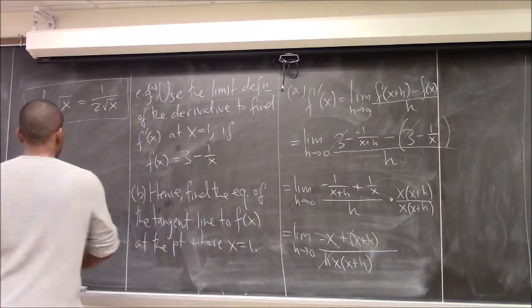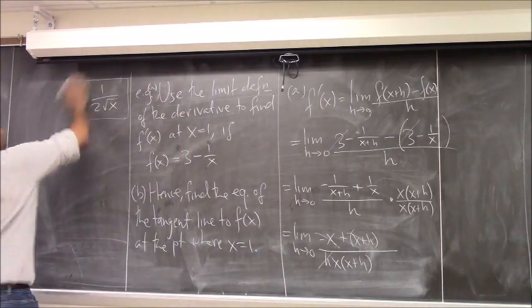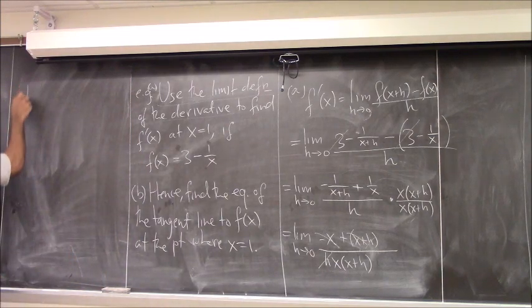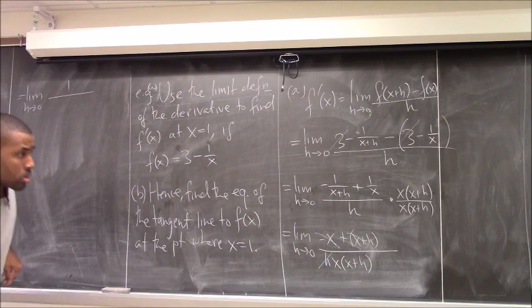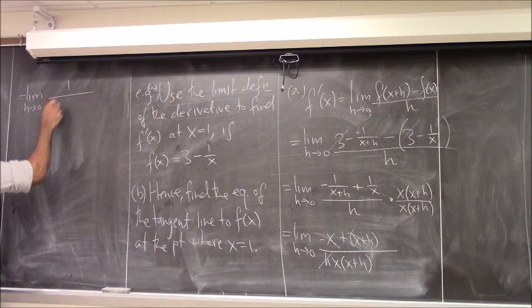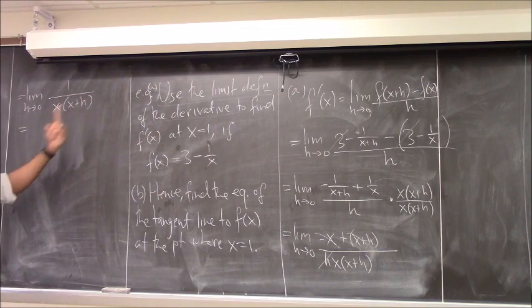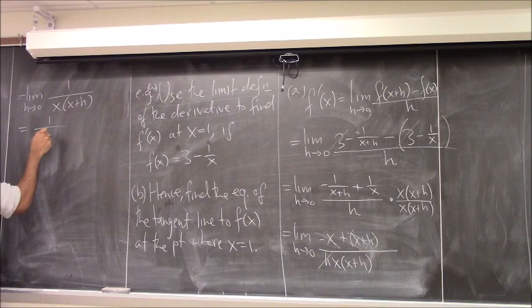Minus x plus x goes away, then my h is going to cancel the h here. And so ultimately, I would end up with 1 over x times x plus h. At this point, I can plug in h equals 0 and not divide by 0. So I just get x times x, or 1 over x squared.